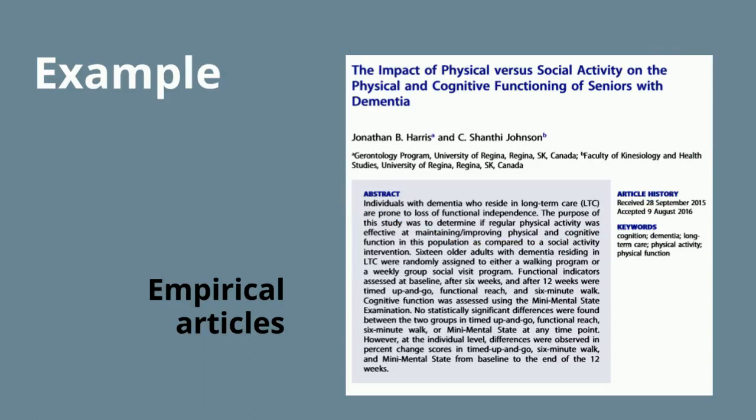In this article abstract, you can see the words randomly assigned to either a walking program or a weekly group social visit program. This clearly indicates that the authors developed a research hypothesis that they were testing in this study, comparing the impact of two different interventions. By reading the abstract, you can determine the type of study conducted and the type of article you have found, in this case, an original empirical research article.